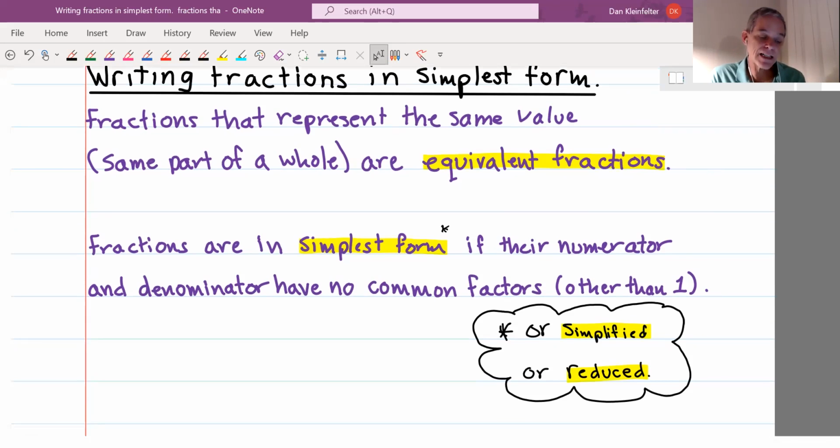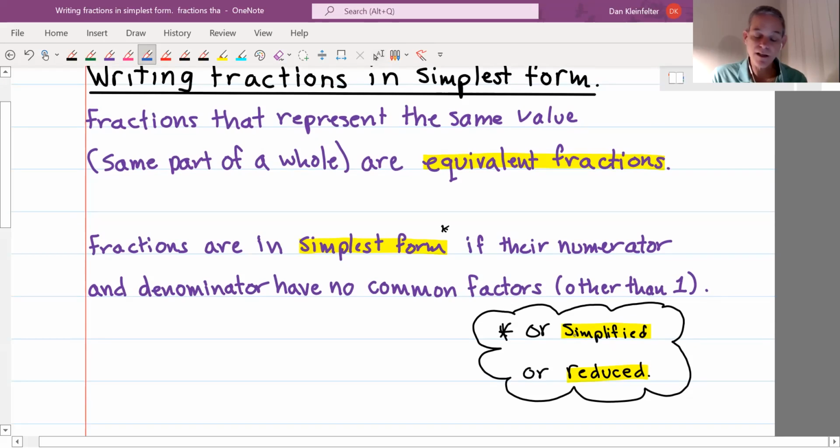The phrase in simplest form is also referred to as simplified. We could talk about a fraction being simplified or reduced, or in lowest terms. So there's a lot of words for the same thing. I typically avoid using the terminology reduced because that sounds like something actually has gotten smaller, and we don't want our fractions to change value.